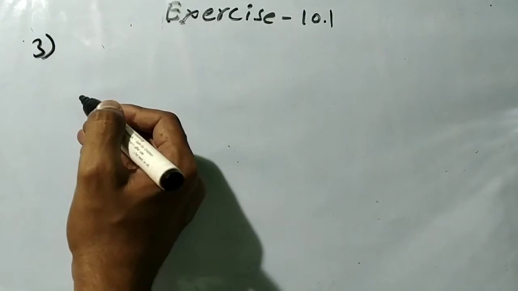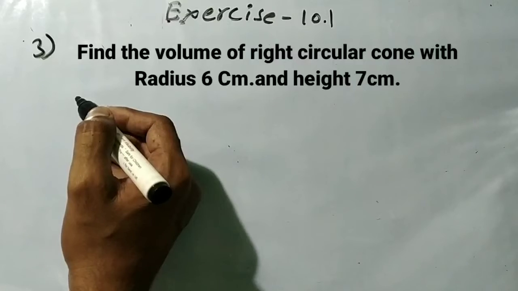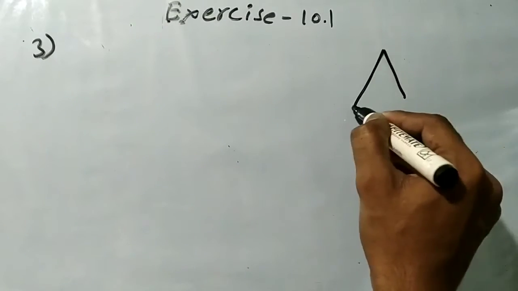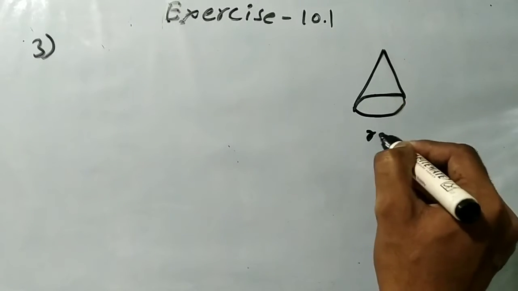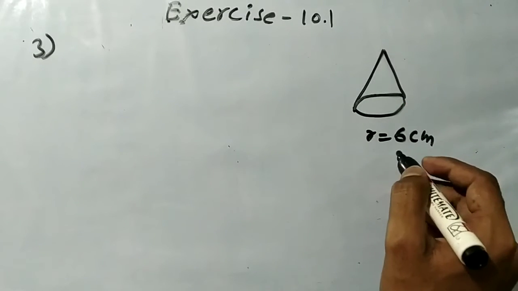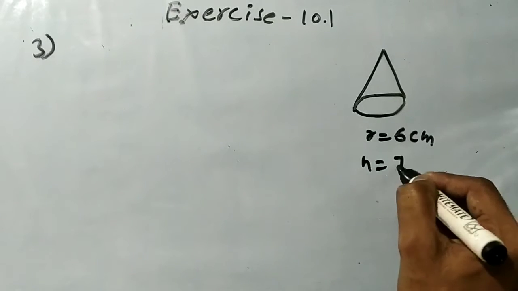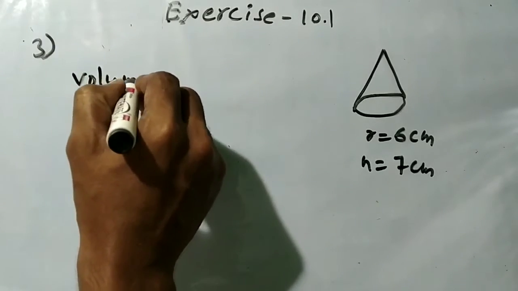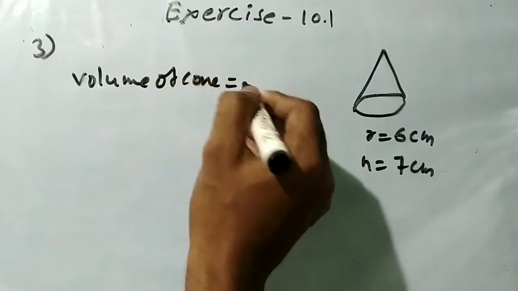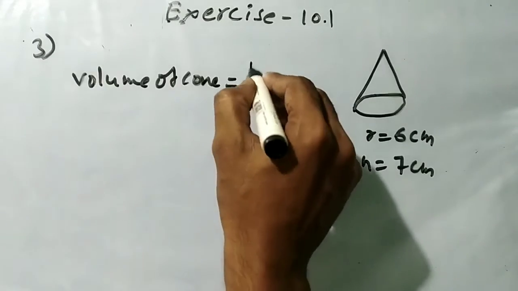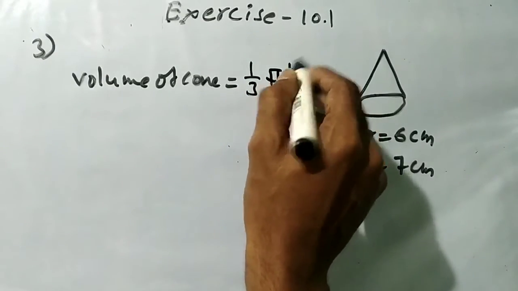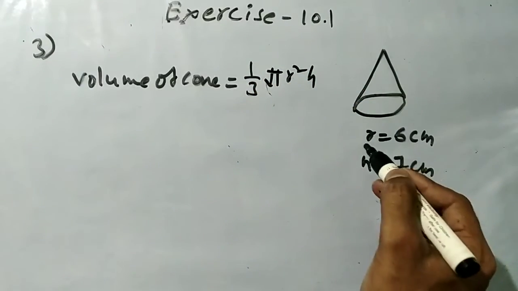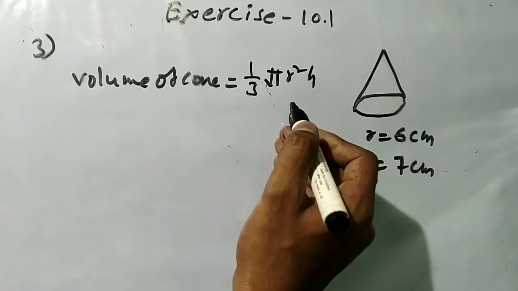And the third one is: find the volume of a right circular cone with a radius of 6 centimeters. They have given that this is a right circular cone, where R is equal to 6 centimeters and the height is equal to 7 centimeters. So what is the volume of the cone? Volume of a cone is 1 by 3 πr²h. We know the r value and h value. Just substitute the values here and you will get the final answer.